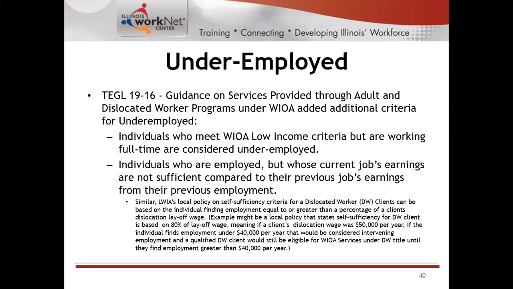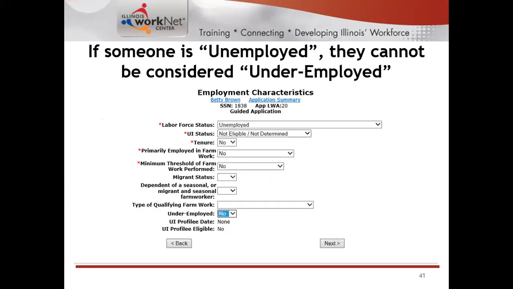In the TEGL 19-16, it doesn't give these exact details. The paragraph it lists says individuals who are employed, but whose current job earnings are not sufficient compared to their previous job earnings, could be considered underemployed. But it's really hard to quantify unless you have some sort of a baseline. So my recommendation would be to use your own local policy for self-sufficiency of a dislocated worker for this consideration.